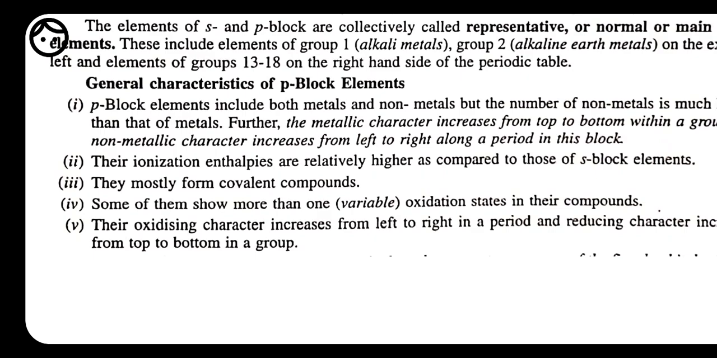So here it has more ionization enthalpy. Okay, next, they mostly form covalent compounds. Why do they form covalent compounds? Because they are non-metals, we know. And non-metals are not going to lose the electron very easily. They just try to share their electrons. A covalent bond is formed by the sharing of electrons. That's why they mostly form covalent compounds.